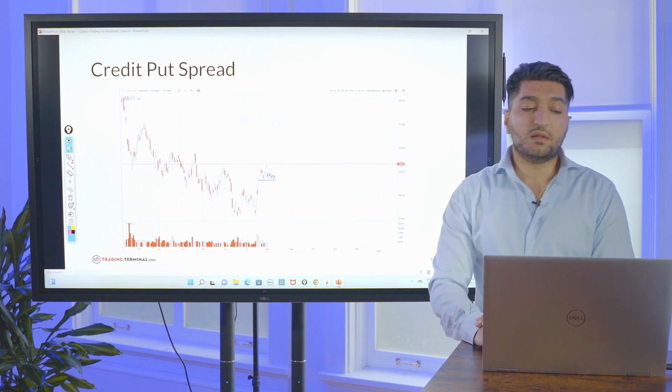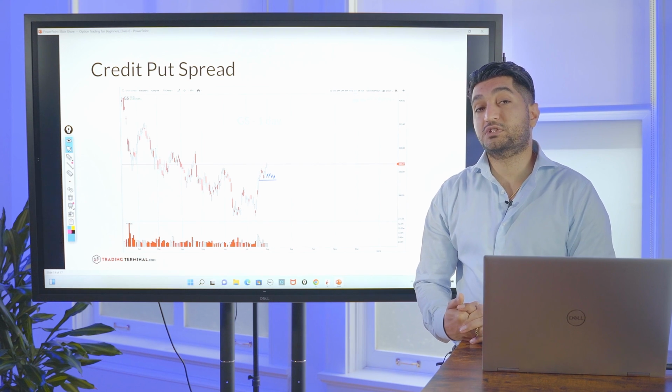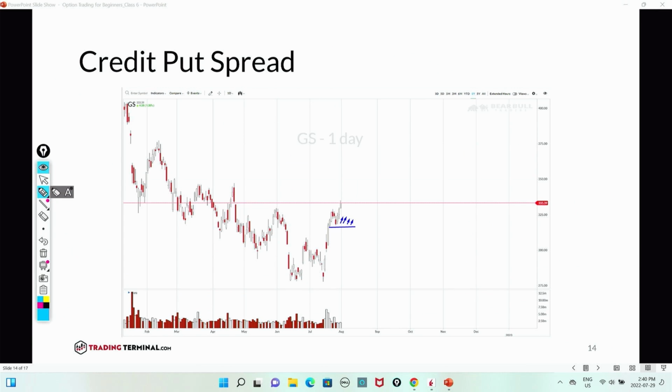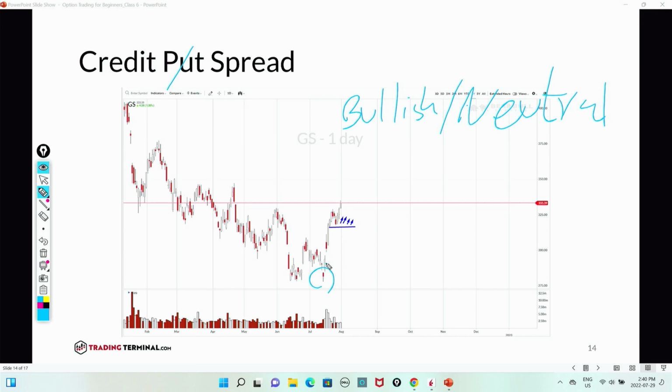So now let's take a look at credit put spreads. These are a bullish to neutral strategy. So compared to credit call spreads, credit put spreads are bullish to neutral strategies. Let's take a look at Goldman Sachs. Goldman also had earnings. The earnings were okay. The stock gapped up slightly and then had really strong days, and it seems like it is consolidating here to potentially make a move higher. This is what the chart is telling you.